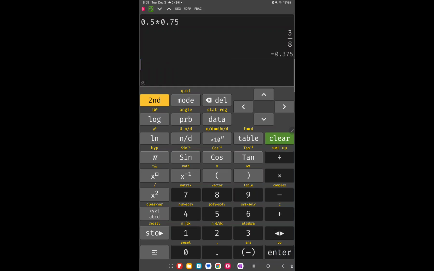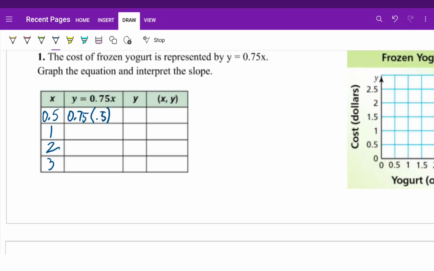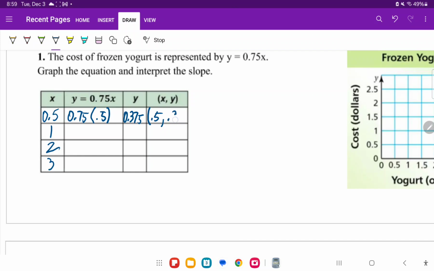That's 0.375. Have we really done two problems? Have we really done quite different problems? 40 minutes. With word problems. All right, so then we have 0.5, comma, 0.375. That's not easily graphable.